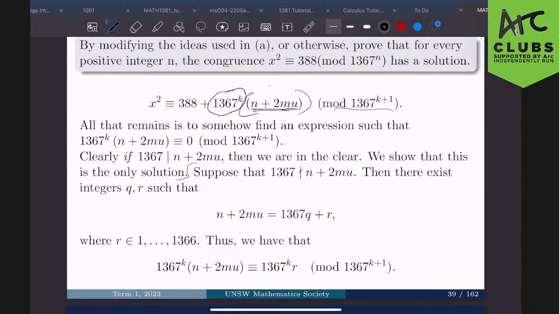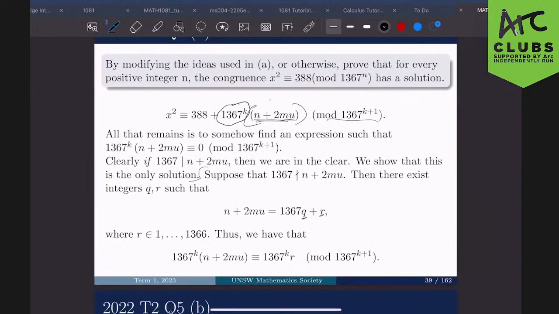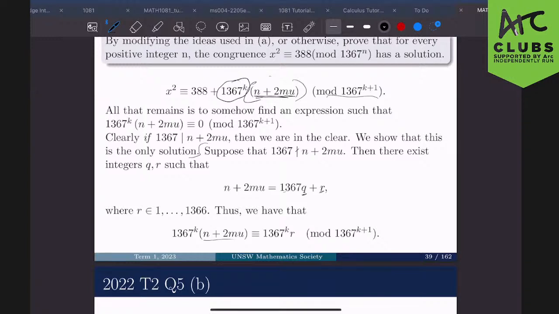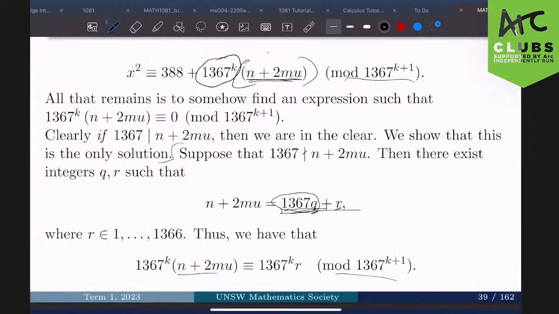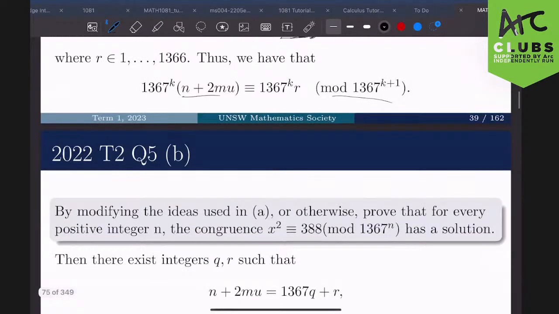Obviously if it does not divide, then there'll be a quotient and a remainder. The remainder is key, right? Putting this in, we sub in this as this, and obviously this 1367q term will be congruent to 0 with respect to this mod, because it will become k plus 1 times q. So we're just left with this remainder here.